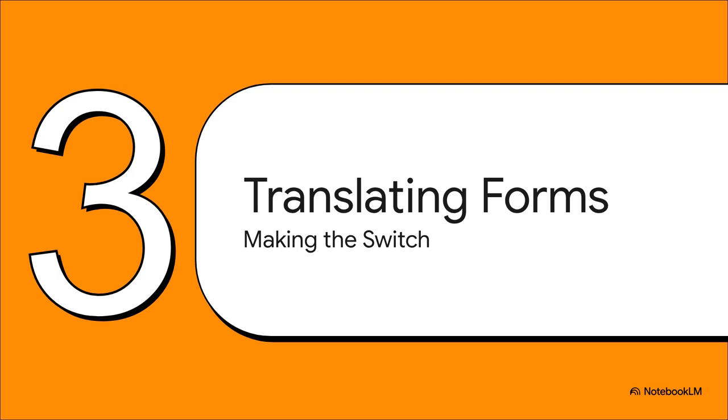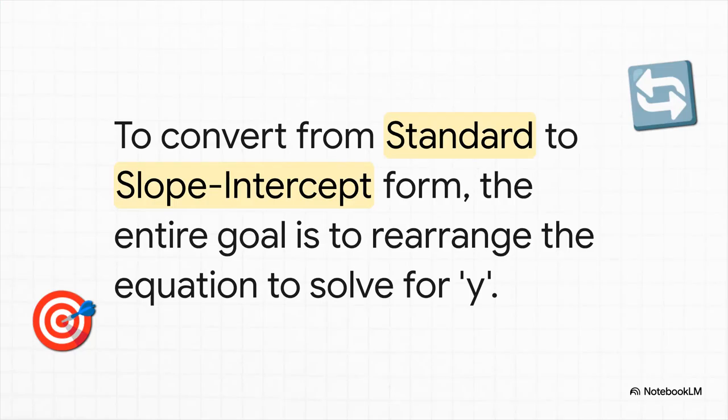Now, since these are all just different ways of saying the exact same thing, you've got to know how to translate between them. This is a huge skill, and it's all about moving things around with a little bit of algebra. So let's try one. We'll take an equation in standard form, something like 2x minus 3y equals 6, and we'll flip it into the much more graph-friendly slope-intercept form. Now, the single most important thing to remember here is that our one and only goal is to get that y all by itself on one side of the equal sign.